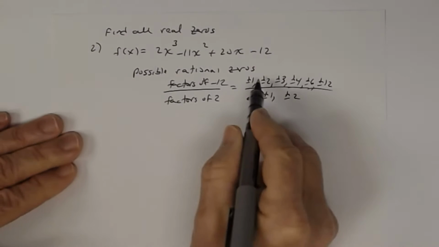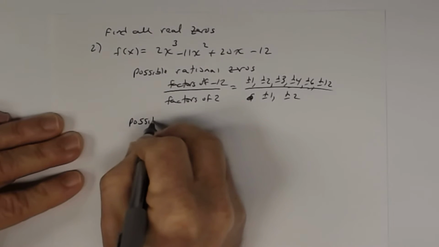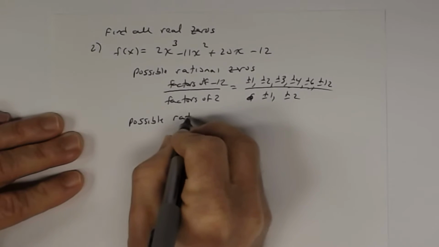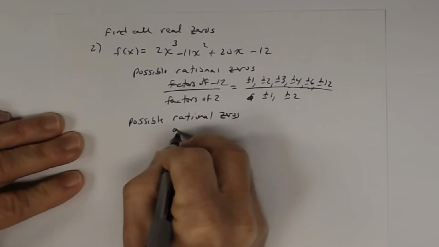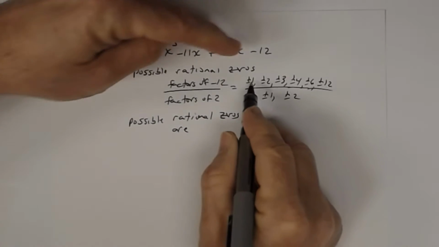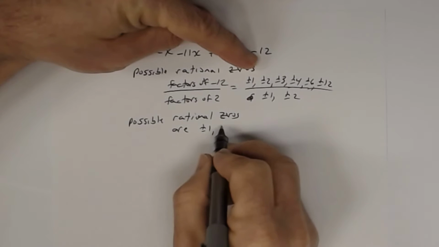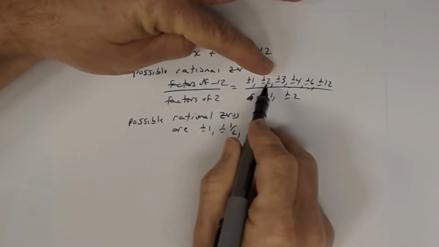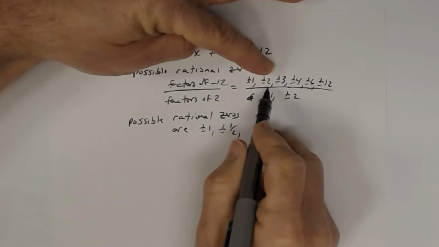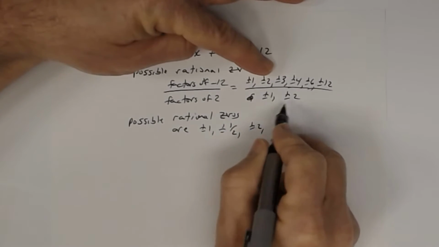All right, so let's go ahead and simplify this. The possible rational zeros are, okay, so here we go. 1 divided by 1 is 1, so plus or minus 1, plus or minus 1/2. All right, that takes care of the 1. Now let's do the 2. 2 divided by 1 is 2, plus or minus 2. 2 divided by 2 is 1, I already have it.